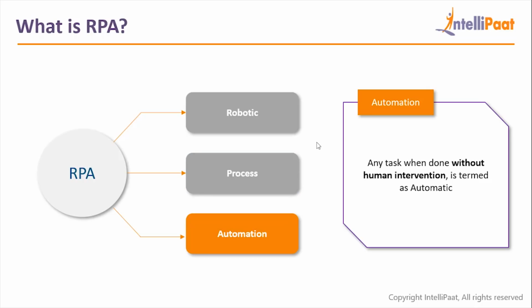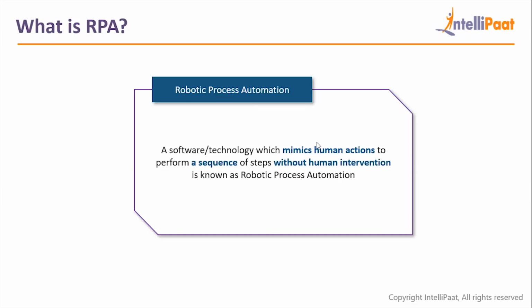And then we have automation, which basically means executing any task without human intervention. Right? So if you were to combine all these three words together now, I can say that when a machine mimics human actions by performing a sequence of steps without human intervention, it is called RPA. Right? So this is the basic definition of what RPA basically means.